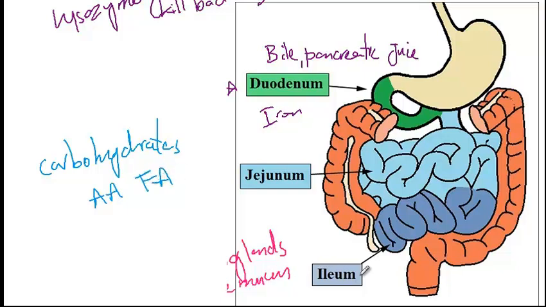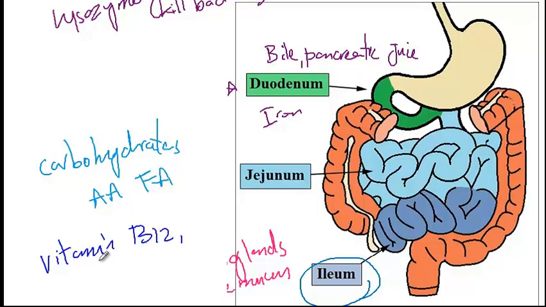And then the final section is the ileum of the small intestine, which is required for the absorption of vitamin B12. So let me pick a different color to distinguish these. So ileum is required for absorption of vitamin B12. It also helps with absorption of fat-soluble vitamins. And can you tell me the name of the fat-soluble vitamins?